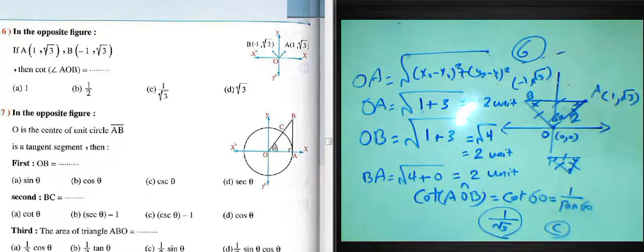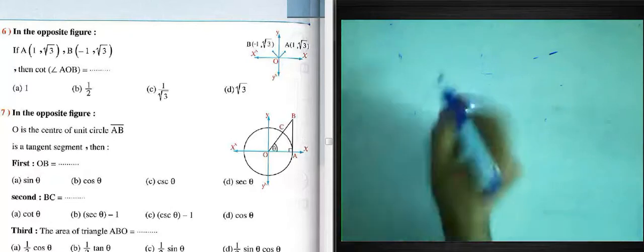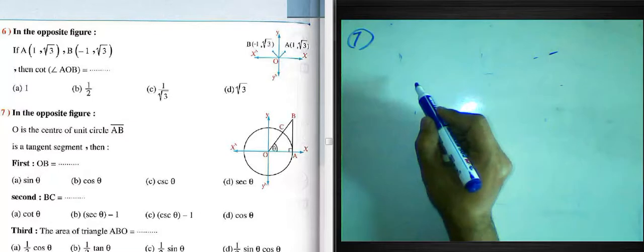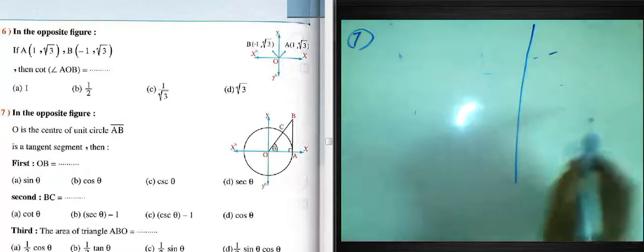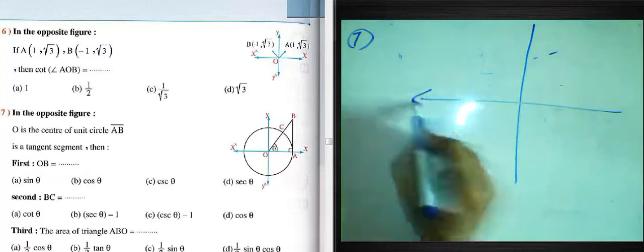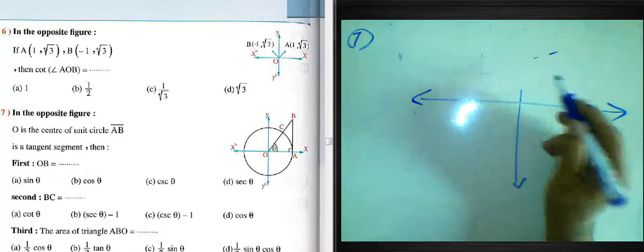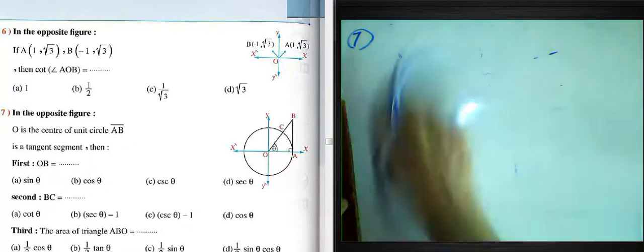Okay. What about question number 7? In the opposite figure, O is the center of a unit circle. We have a unit circle. Pay attention to this example. I will draw it exactly so you understand.